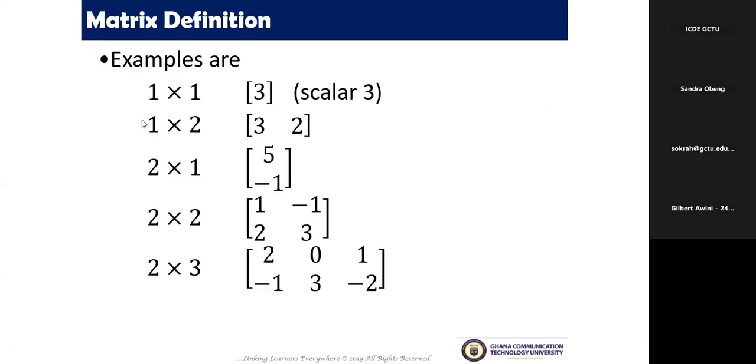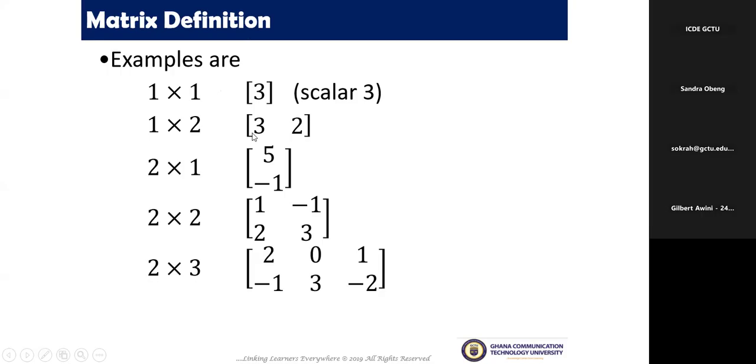Now, these are more examples on the dimension, or size, or order of a matrix. Look at a matrix which has only one member. It has only one element, only one entry. If I ask you, what is the size of this matrix, you should be able to count the number of rows and the number of columns. How many rows are here? Only one row. How many columns? Only one column. So you say you have a 1 by 1 matrix. That's the size, that's the order, that's the dimension of the matrix.